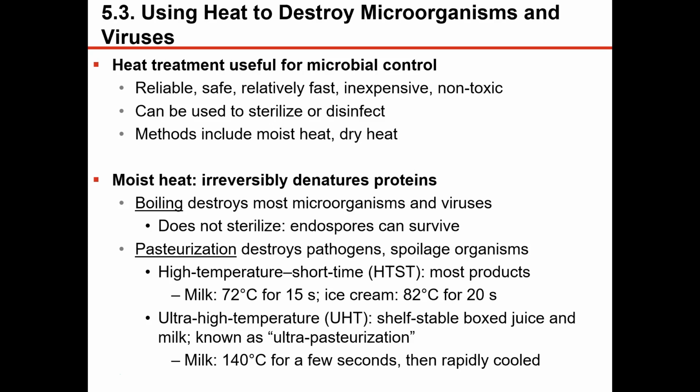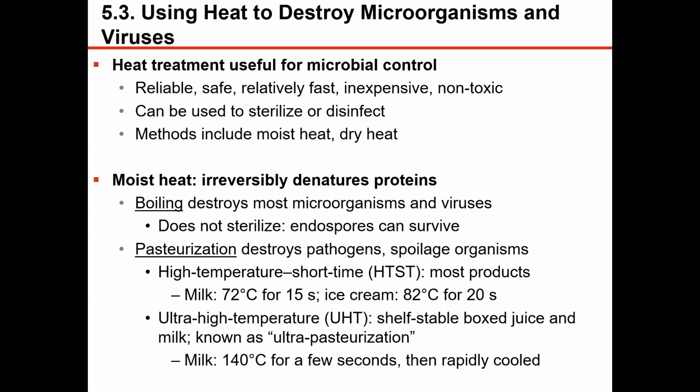So this is going to be things like milk, 72 degrees Celsius. Remind yourself, Celsius scale, boiling is 100 degrees Celsius. And so 72 is going to be roughly about 180 degrees or so for 15 seconds. Ice cream, a little bit hotter, for about 20 seconds. Of course, this is going to be before it's frozen into its ice cream. This is when it's just its cream when it's being produced.